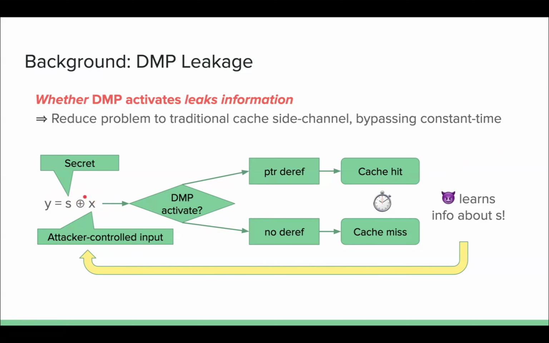This XOR is a stand-in for any arbitrary cryptographic function. And then whether or not the DMP activates on this intermediate value y, when it's loaded from memory, determines if the pointers are dereferenced, and that causes data to be brought into cache. And then from there, you can use your traditional prime and probe that we learned in lecture, using cache latency to deduce whether or not this DMP activation happened, which allows you to deduce control flow about the program and ultimately some property about the secret.